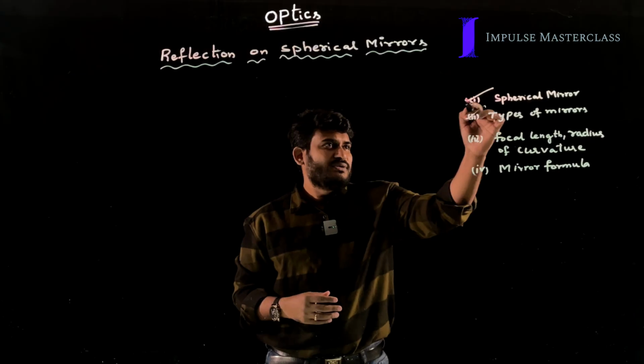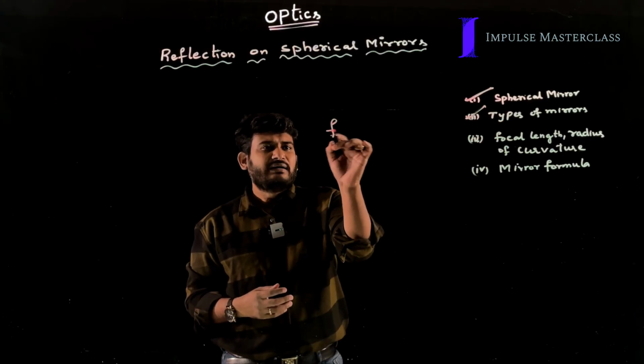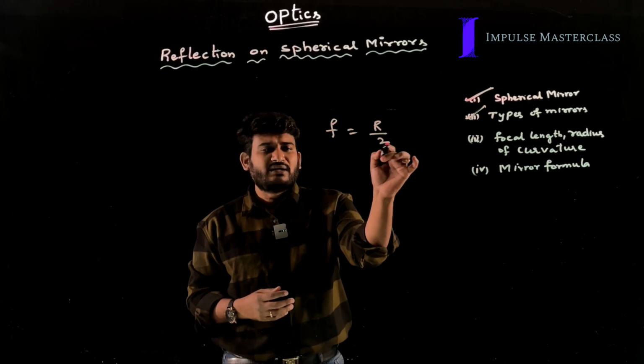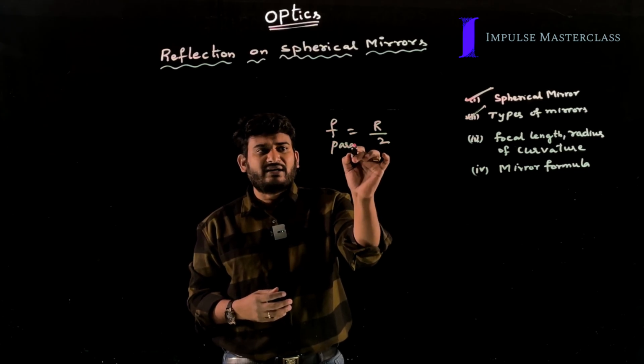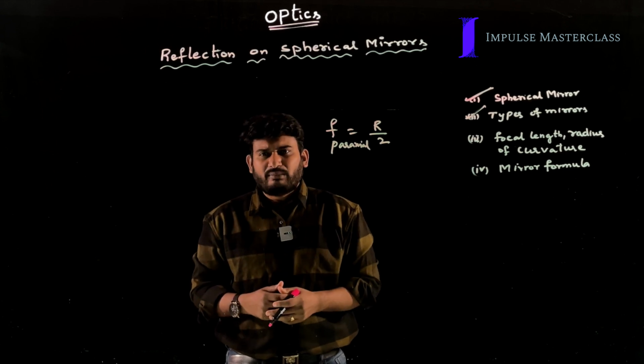We already discussed the spherical mirrors and types of mirrors. As you know, focal length is equal to R by 2 in 10th class, but those are paraxial rays. About the marginal rays, you are going to learn in intermediate only.